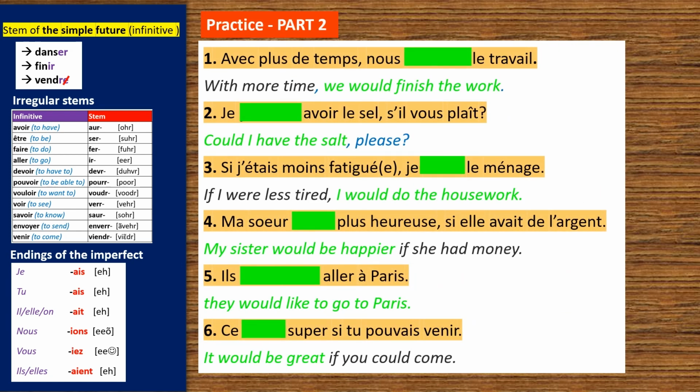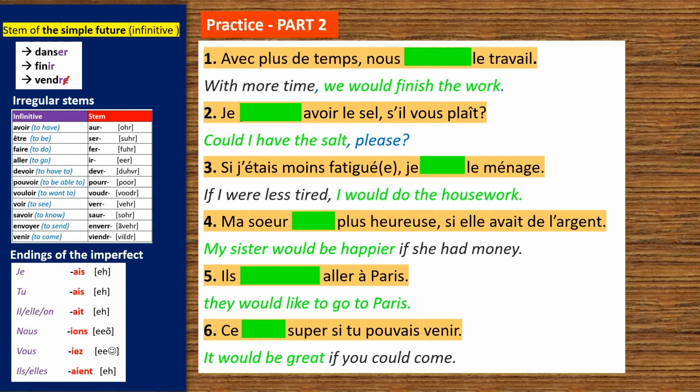In part 2 of this exercise, you have the sentences in English and the translation in French. You have on the left a blue box with everything that you need to form verbs in the conditional, and your task is of course to fill in the gaps with the correct French verb in the conditional. You can pause the video if you want to write the answers, or you can do the activity with me as I go along. C'est parti. Numéro 1.